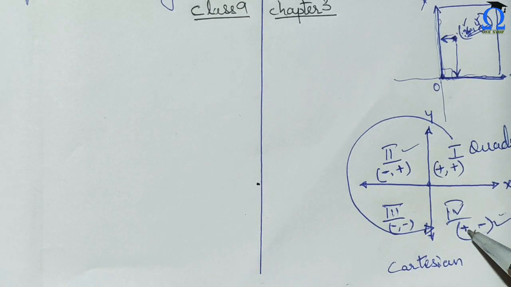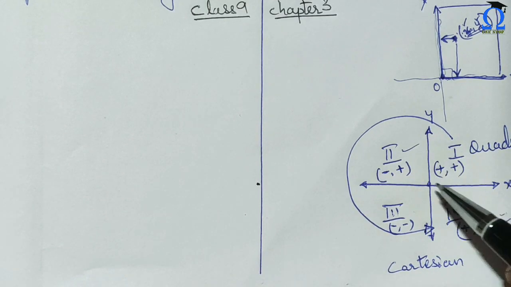Okay, and if the number has 0 in either of the coordinates, then it will be on the axis, not on the quadrant. Okay, that you have to remember. It will be on the axis, not on the quadrant.